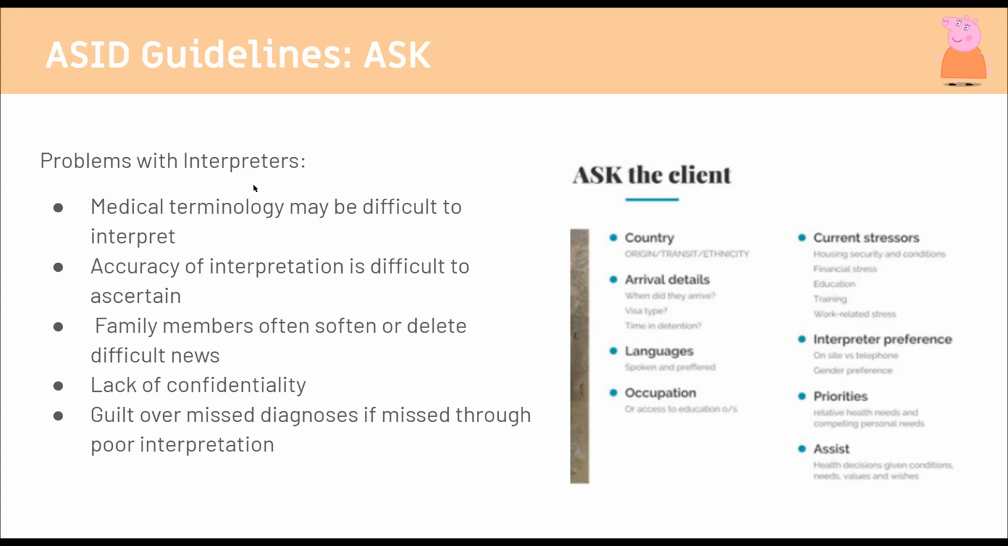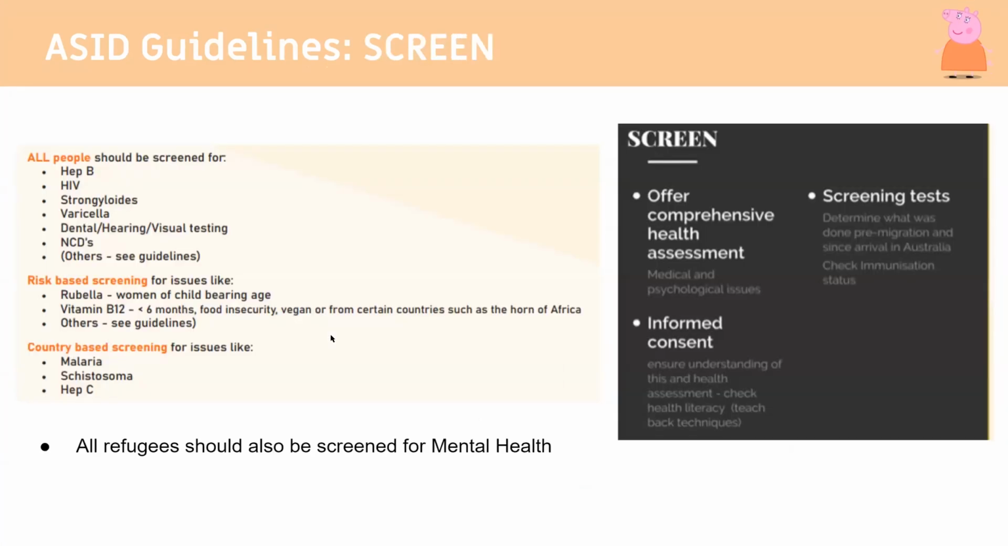But there are a lot of problems with interpreters. Some medical terms might be difficult, and also accuracy is hard. And as I said, family members often soften or delete difficult news. So if you use a family member, that might be a problem. Also, lack of confidentiality. You're bringing another person in. And also guilt of a misdiagnosis if missed through poor interpretation. So that's that.